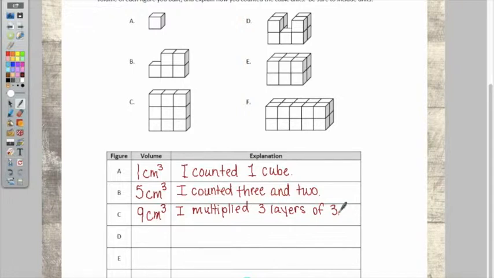Okay, so what's the volume of the figure D? 9 cubic centimeters. Okay, now when I did it, I'm just going to tell you what I did. I looked at the top and I said, oh, that's 4. And then I doubled 4, and then I added 1 more. You can write down however you did it, but that's how I did it when I first looked at it in block 1. Okay? So I'm going to put, I counted 4 on the top, then doubled it, then added one more.